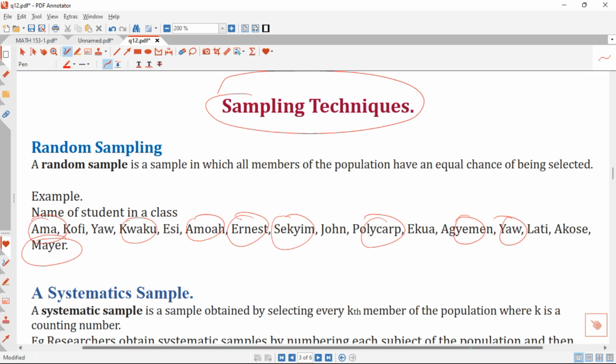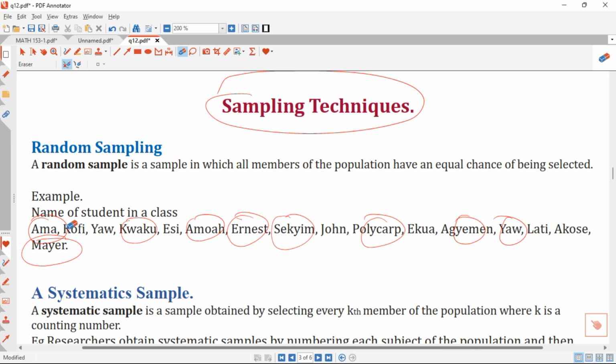So the first on my list here is random sampling. A random sample is a sample in which all the members of the population have an equal chance of being selected. For example, let's say these are names of students in a class.